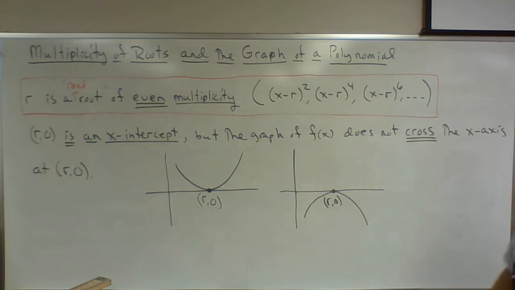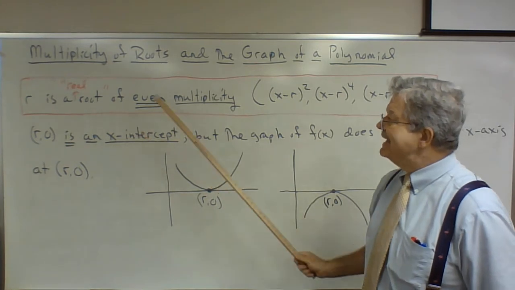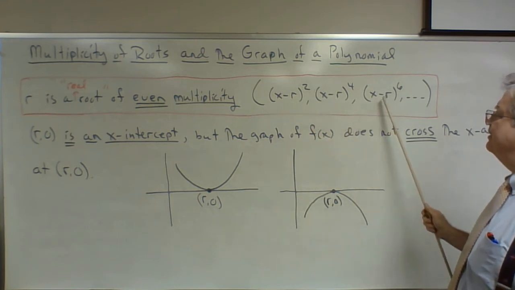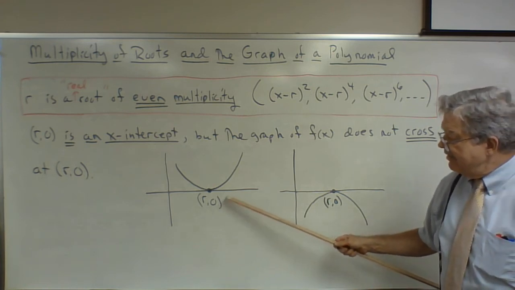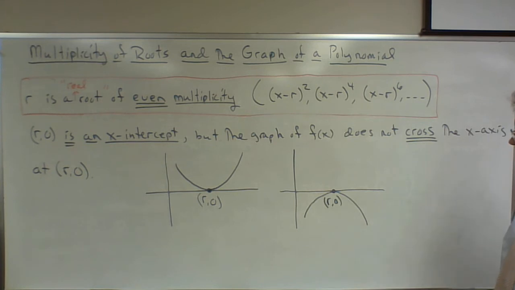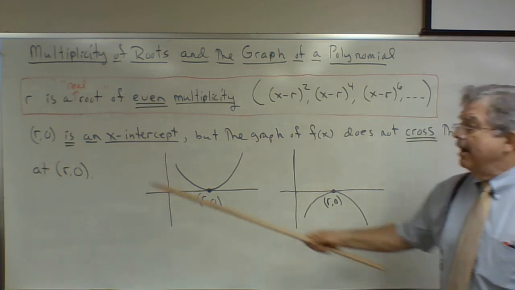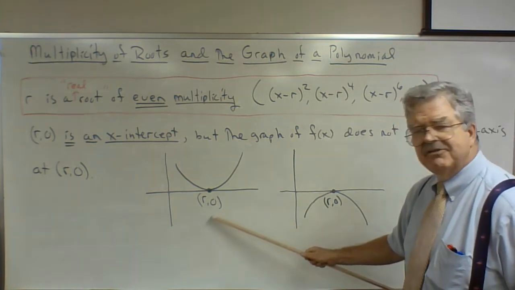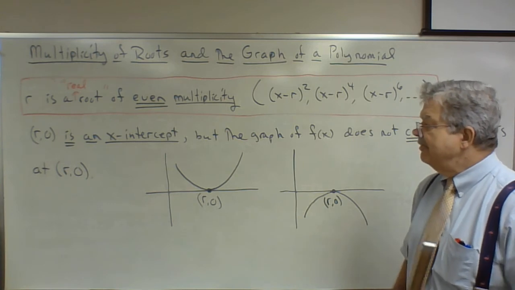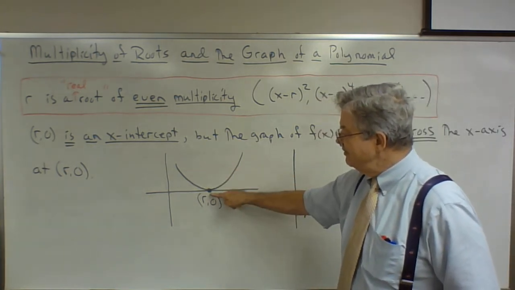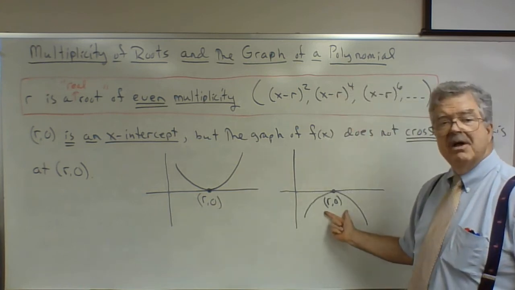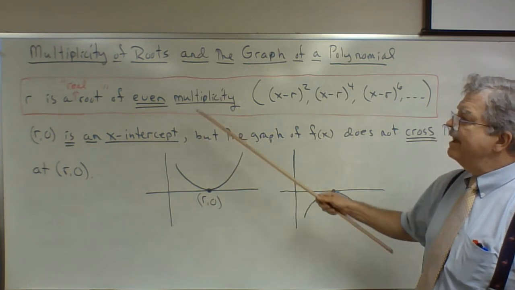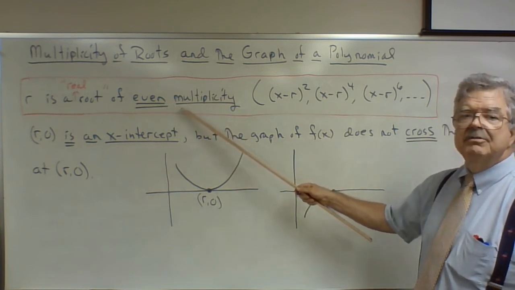So if r is a real root of even multiplicity, x minus r squared, x minus r to the fourth, x minus r to the sixth, the graph either looks like this or it looks like this at the point (r, 0). (r, 0) is an x-intercept, but mysteriously enough, the graph doesn't cross the x-axis at the point (r, 0). So the graph either lies above the x-axis and just touches at the point (r, 0), or the graph lies below the x-axis and just touches the x-axis at (r, 0). So that's what happens when we have a real root of even multiplicity.